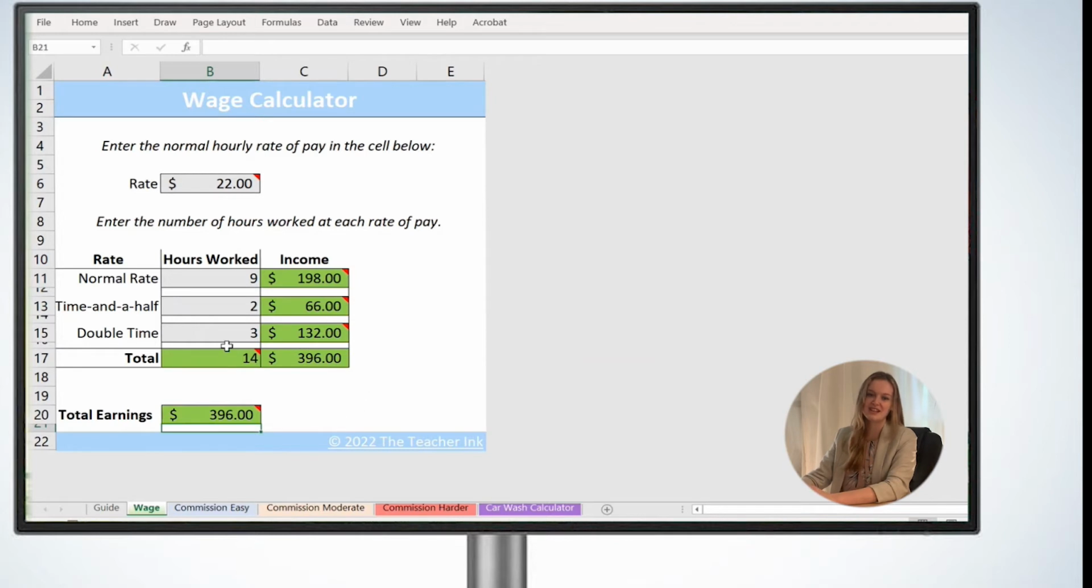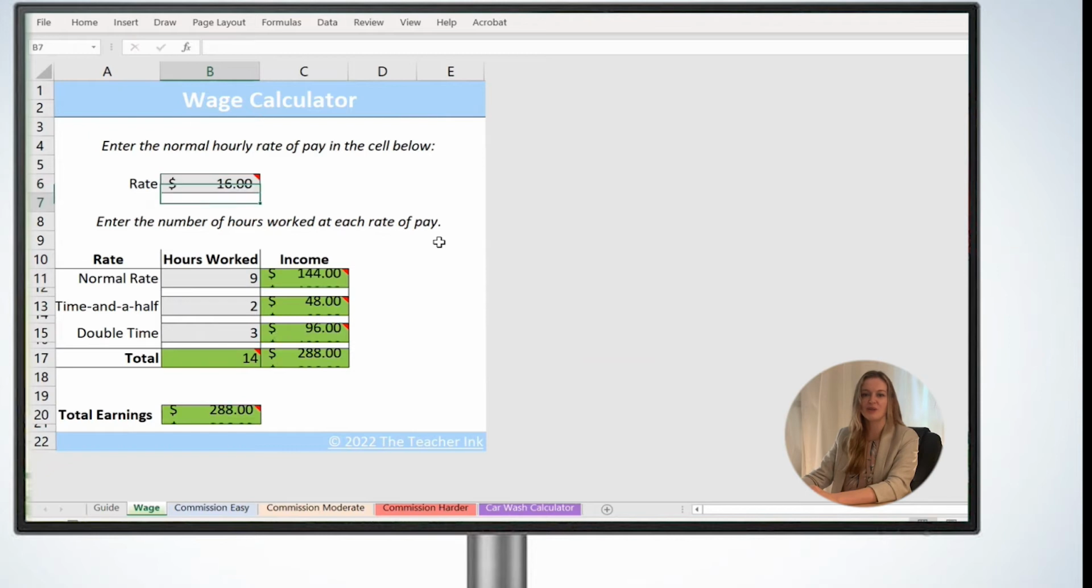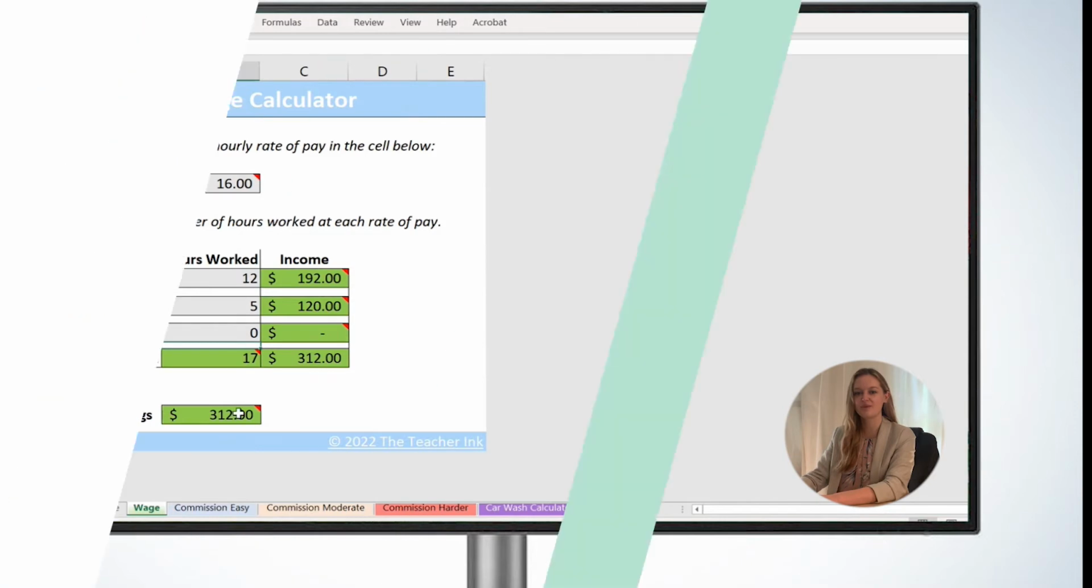Now to test it. If you have a part-time job, why don't you enter your rate of pay per hour and also change the hours worked? I will try this as well. If your cells stay green, you have correctly constructed your dynamic formulae. If not, you might need to go back through the video and see what you've done wrong.